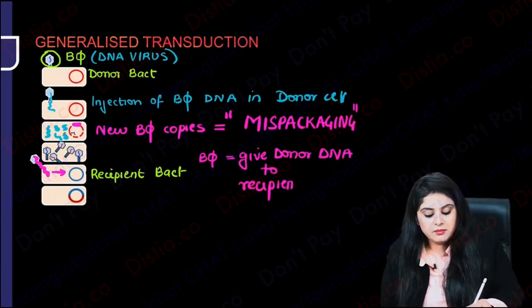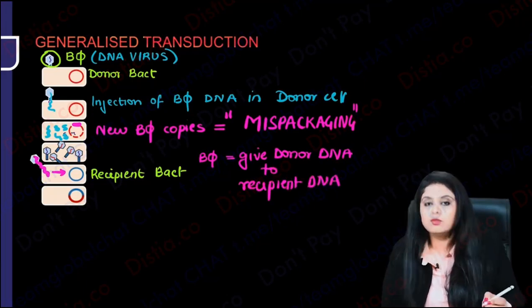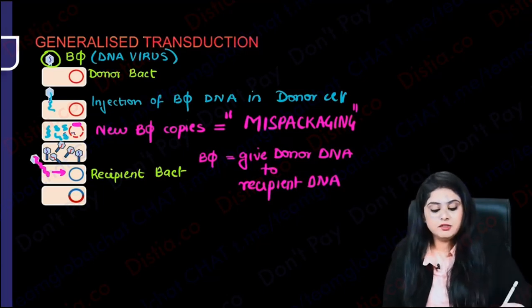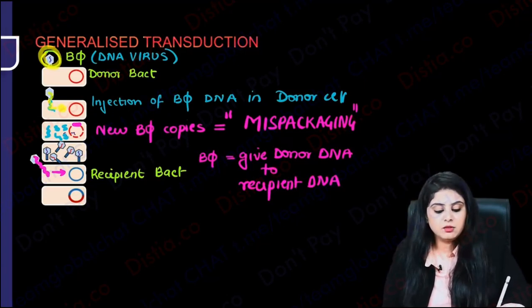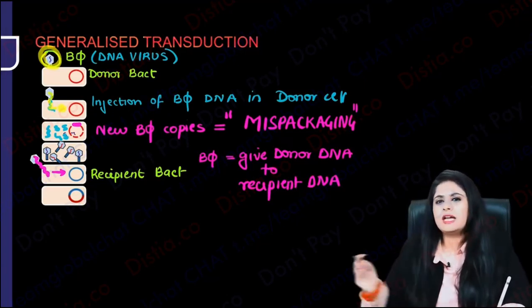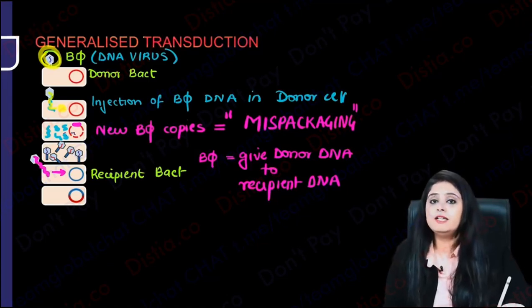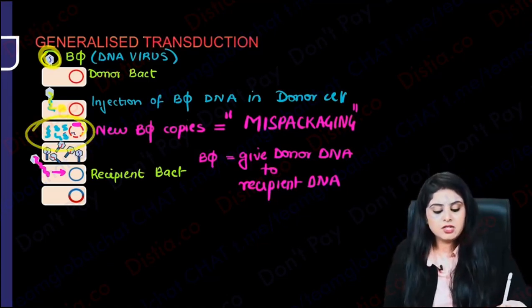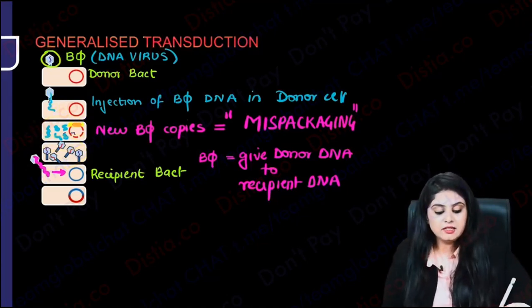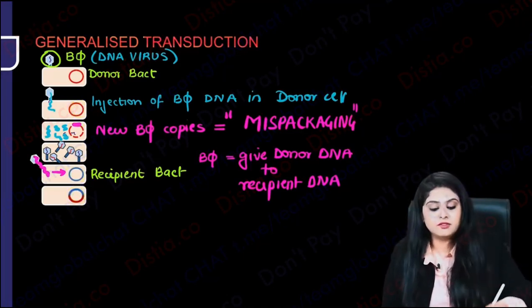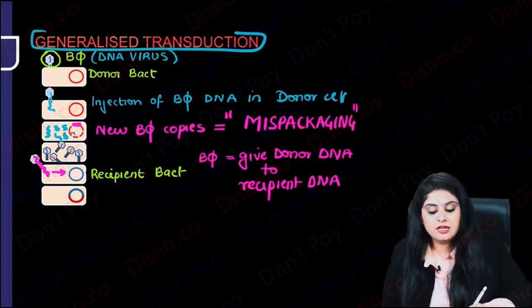So it's very, very simple. If you learn it as the food delivery app, it's going to be so easy. This food delivery app person is the bacteriophage. He came and kept his food parcel over here. He thought I will take this in a while, but after some while he got confused. Full mispackaging occurred. All the food parcels got mixed up and he ended up giving the donor DNA to the recipient DNA. See, red and blue got mixed. The donor DNA and the recipient DNA have recombined and the bacterial transfer is done. This is known as generalized transduction.